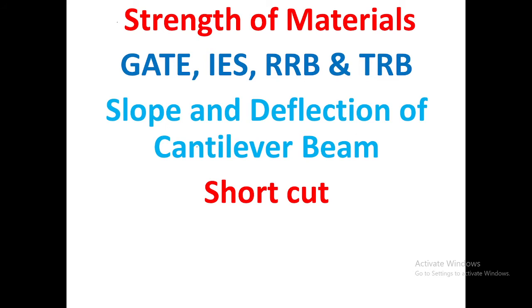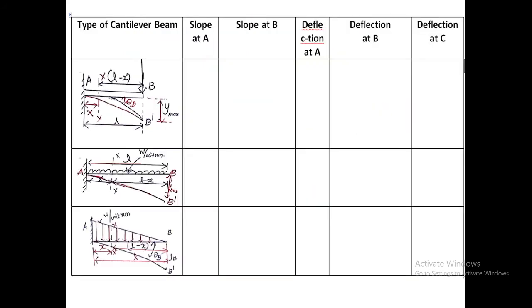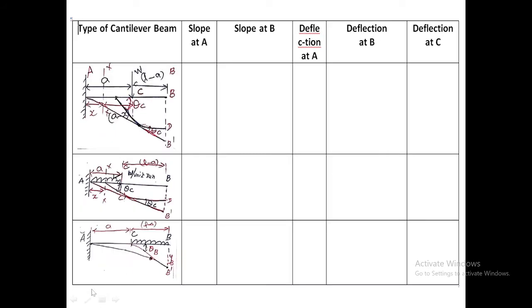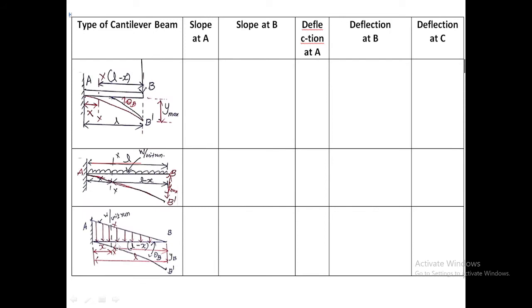Slope and deflection of cantilever beam shortcut. The first one is a cantilever beam with a free end load. Cantilever beam with free end load, so load W acting at point B. This is point A, the fixed point.